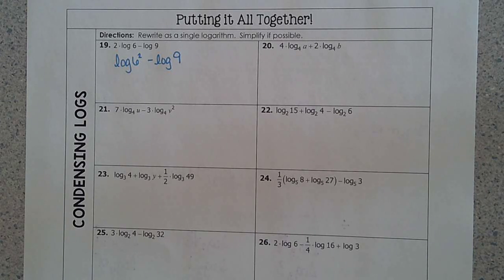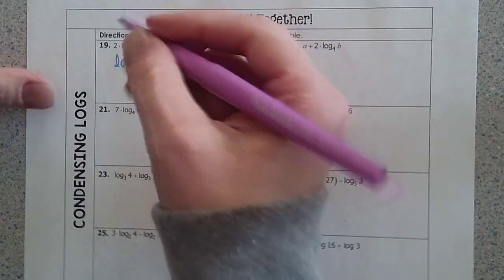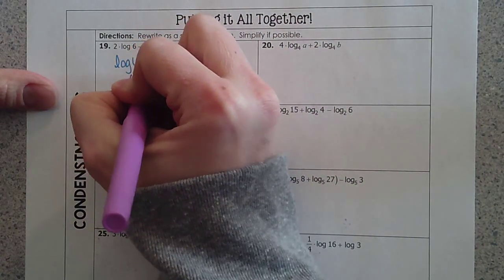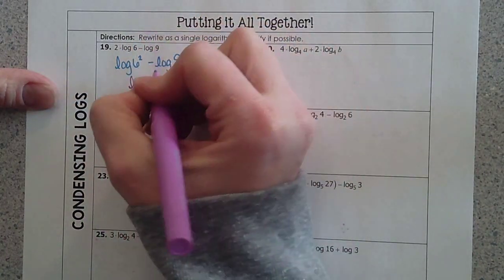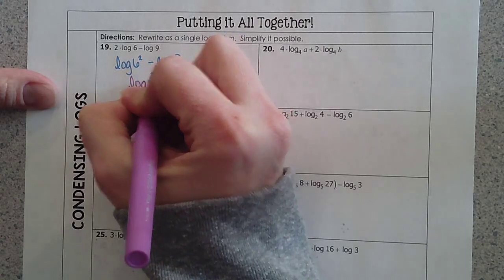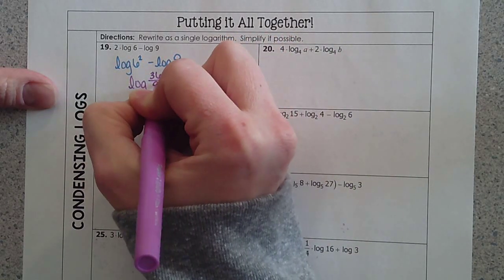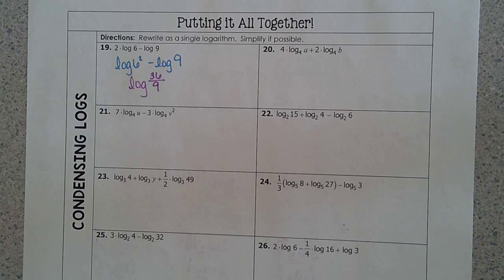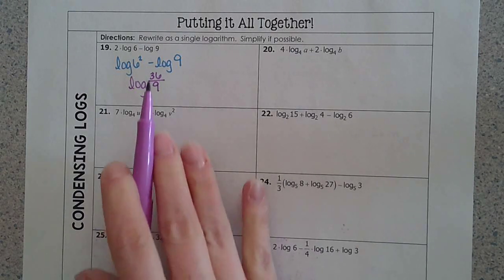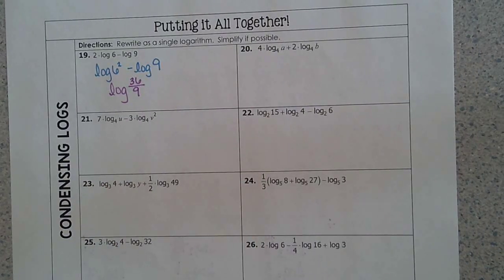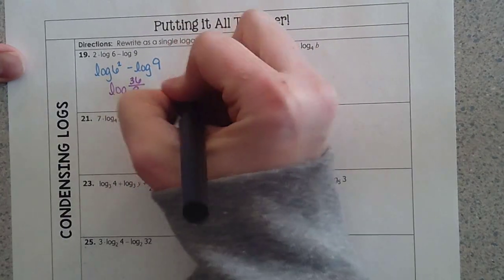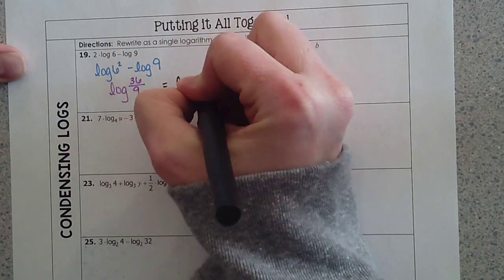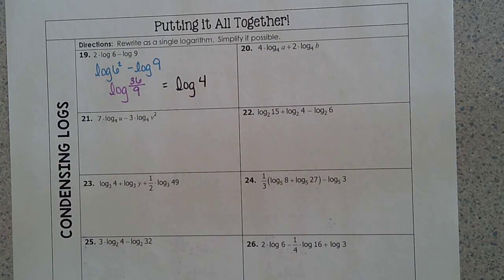Okay, now we're going to take care of our quotient rule. We're going to take care of that subtraction. And so I'm going to change this to be log of my first number, which is 36, divided by 9. And now I'm going to simplify. If you can divide your fraction, please divide your fraction. So my final answer here is log of 4, or log base 10 of 4.